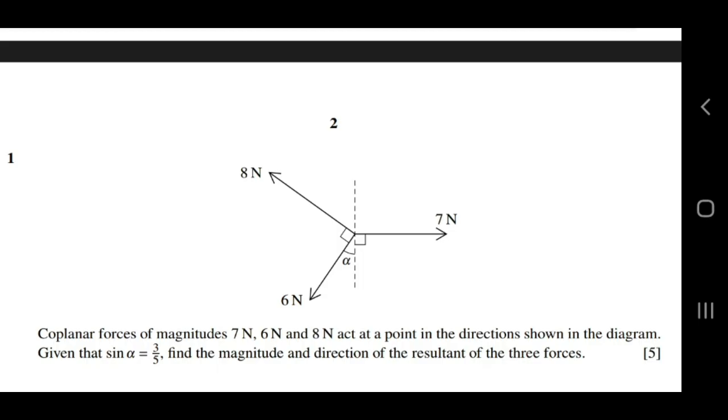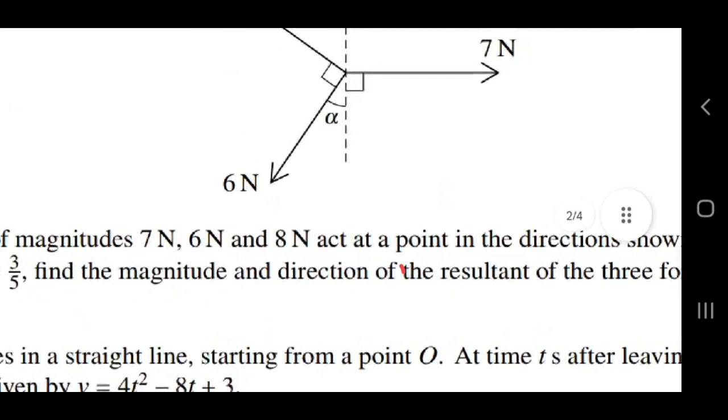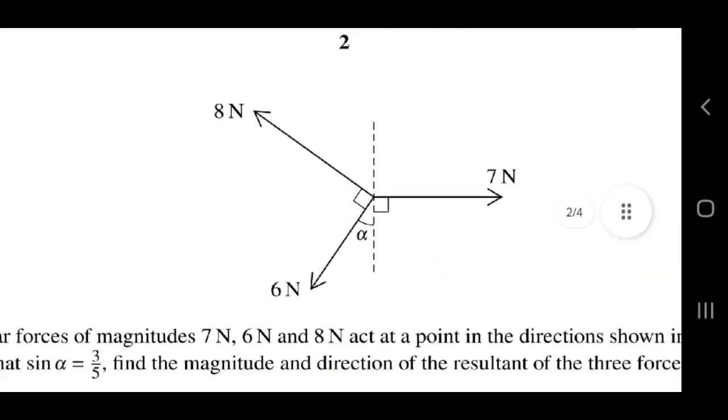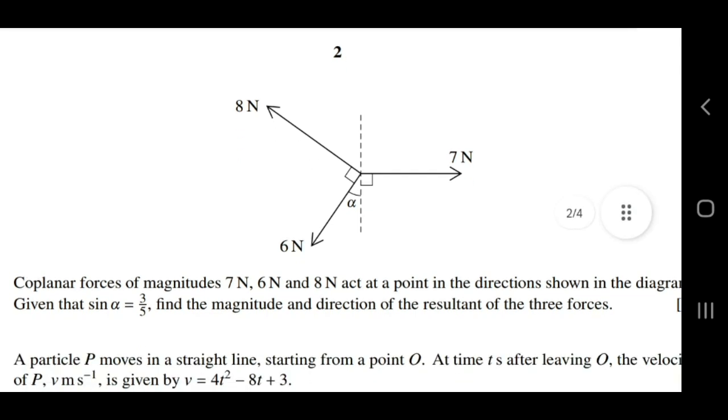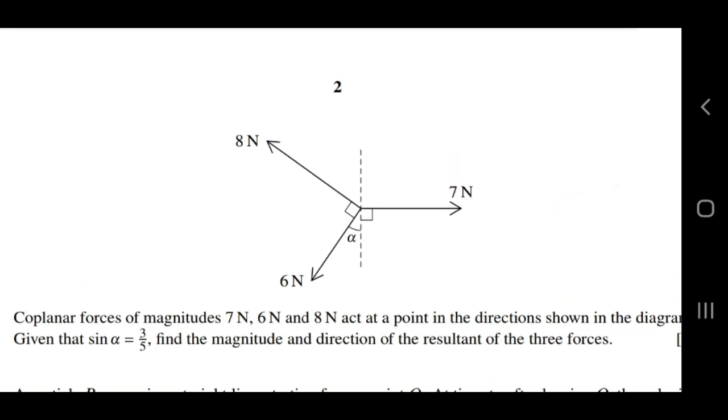Alright, the question asks us to find out the resultant and the direction of the force. So, what's the magnitude of the resultant force and the direction? We are given three forces acting at a point, and the forces are 8 newtons, 7 newtons, and 6 newtons.